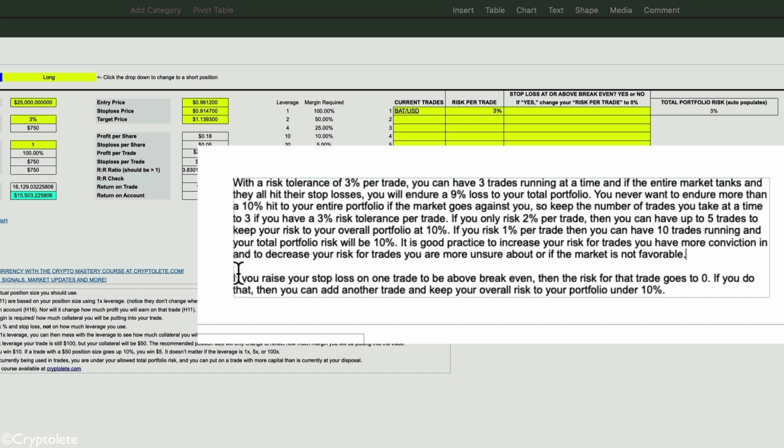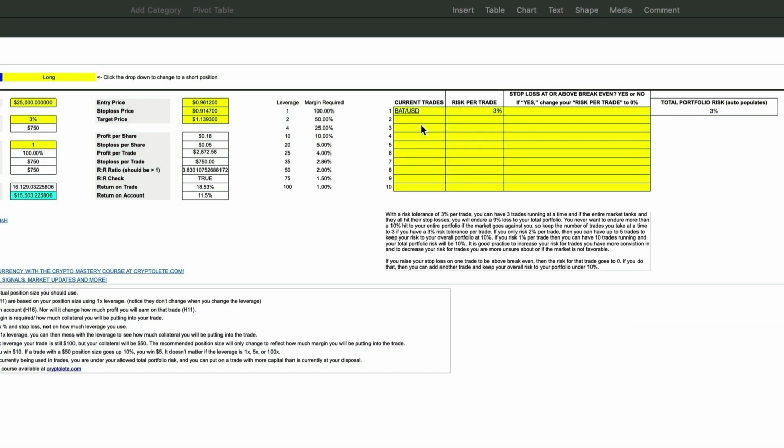And then down here is what we'll talk about in a minute also, and we also talked about this in the last video as well. It says if you raise your stop loss on one trade to be above break even, then the risk for that trade goes to 0. If you do that, then you can add another trade and keep your overall risk to your portfolio under 10%. So let's just put in a few more trades here. We don't really need to put the entry price or stop loss, we could just simply put in some imaginary trades.